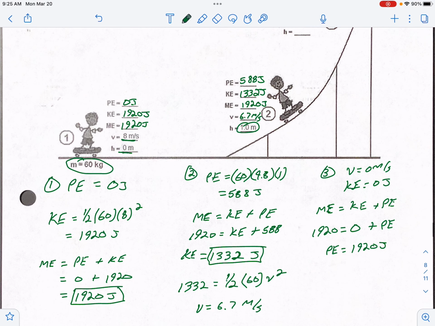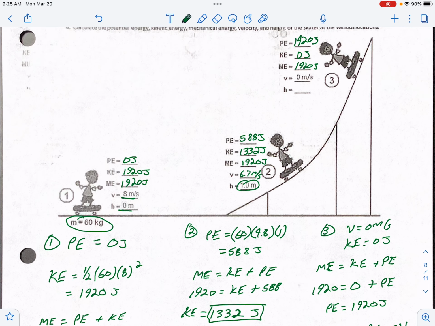The only thing I have missing now is height. Well, luckily I have potential energy now, and I can set that equal to the equation. So I can set 1920 equal to mass times gravity times height. Mass is 60, gravity is 9.8, and height, I'm going to leave it as h. Solve for h, and I get a height of 3.3 meters. So there is my new height.